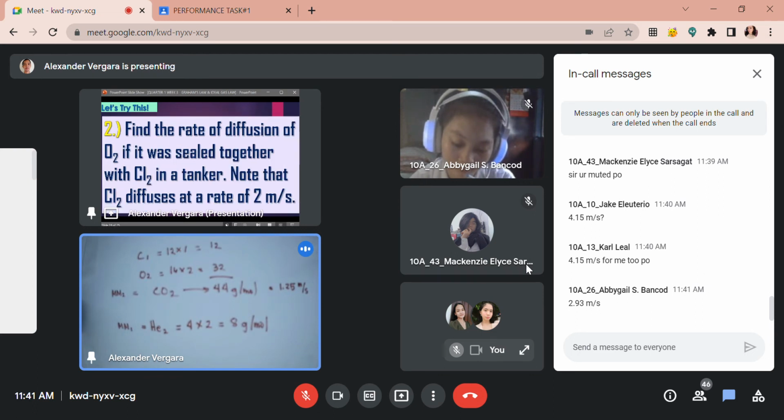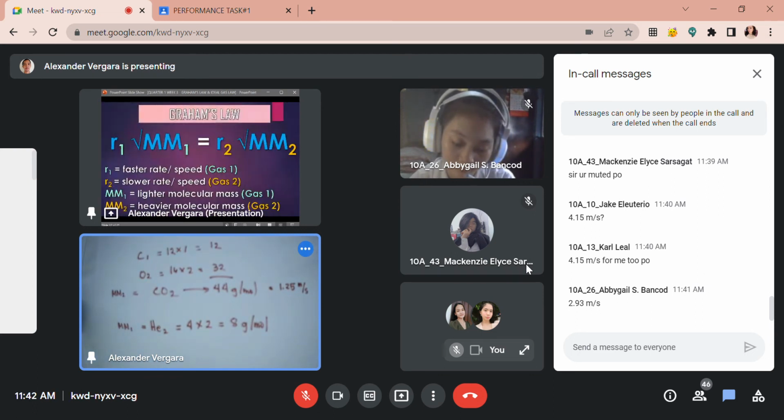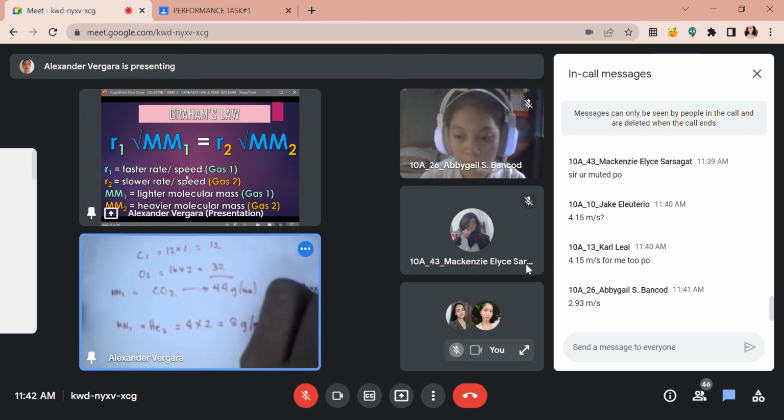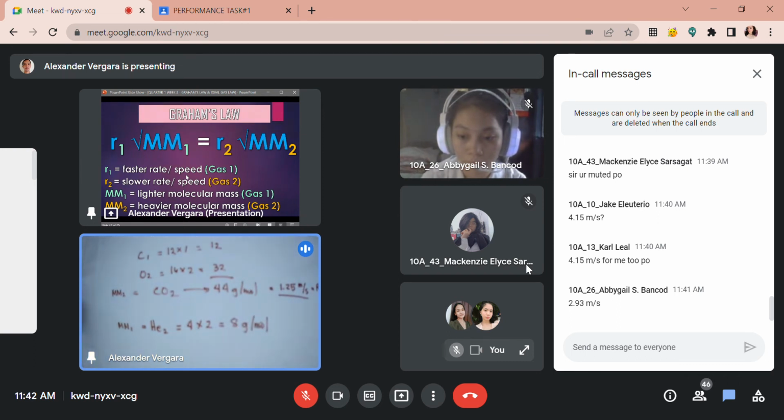So going back here, look at this one. Since this is the heavier one, MM2, that is R2. This value now is your R2. I'm using a big letter, sorry, it should be a small letter r. Now here, the fastest one, since this is the lighter one, we're looking for R1. You get the point? So now, the unknown is R1.